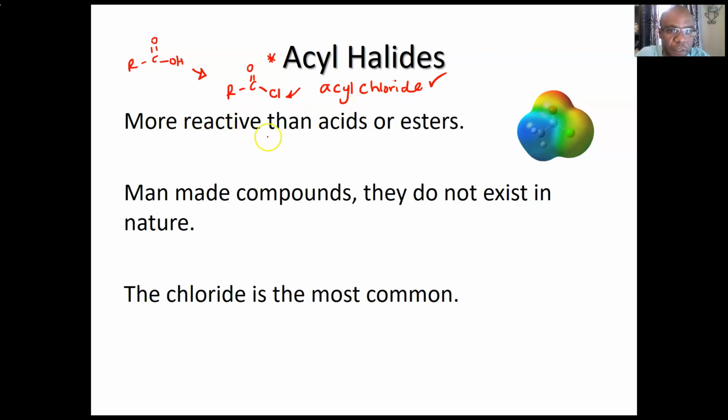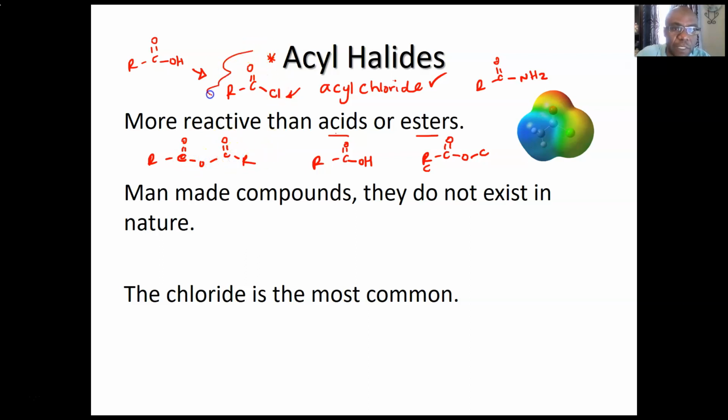It's going to be more reactive than the acids and the esters. Remember, that's the carboxylic acid and that's the ester. And in fact, if it's more reactive than these two, then it's definitely more reactive than the least reactive, which is the amide. It's definitely more reactive than the mixed ester. We call it an anhydride.